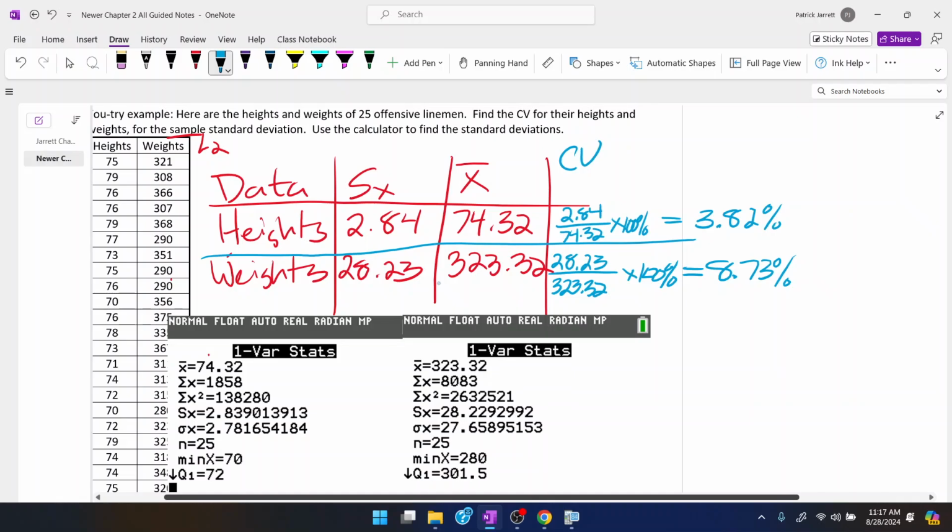As a percentage of the weight, the mean is 323.32, but the standard deviation is higher. The weights go from 280 to like 370, something like that. Now the heights go from 70 to 79 inches. Do they even go to 80? No, but there's just not as much spread in the heights. Linemen are big. You got to be a big guy to be a lineman.